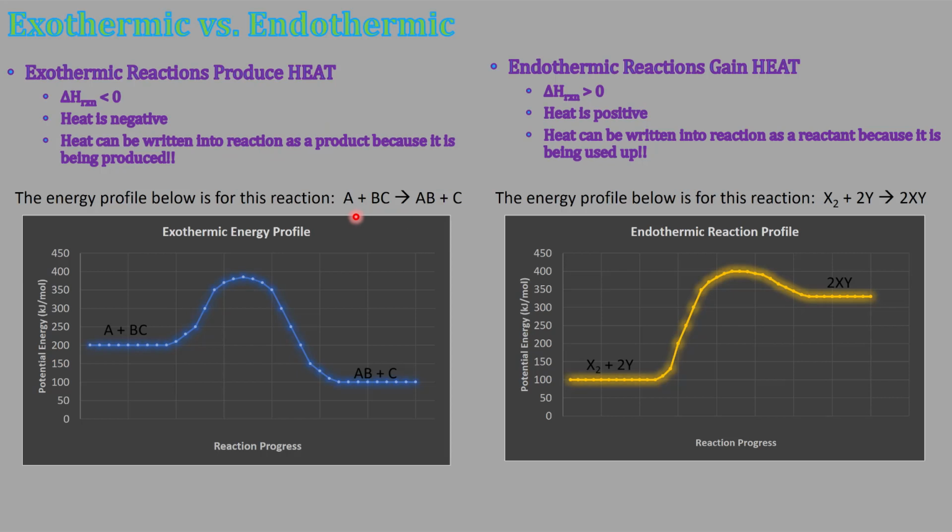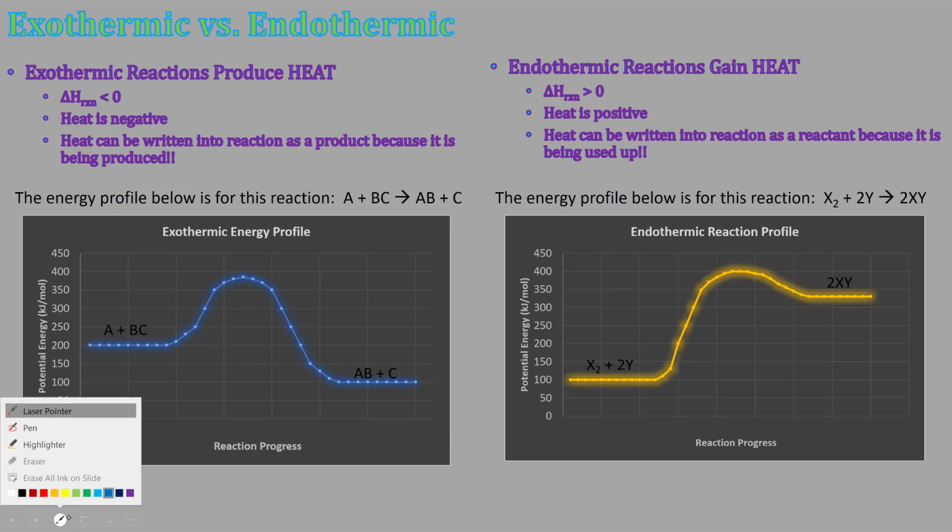So here, if this is the reaction that's happening, we have our reactants over here, A plus BC, and then AB plus C are products. And so you can see, if you just look at where you start and where you finish, because this is energy here, you have lost heat. It went down. So since the heat goes down, that means that it was lost in the chemical reaction.